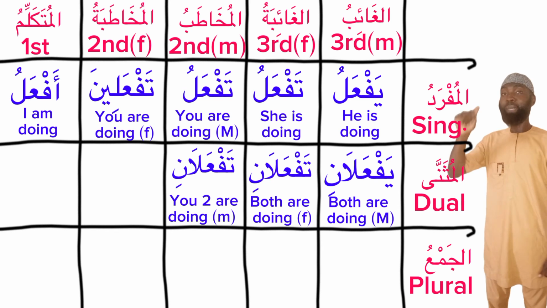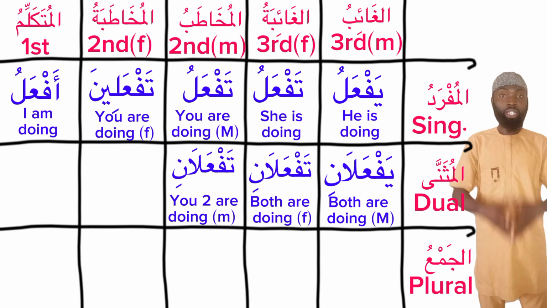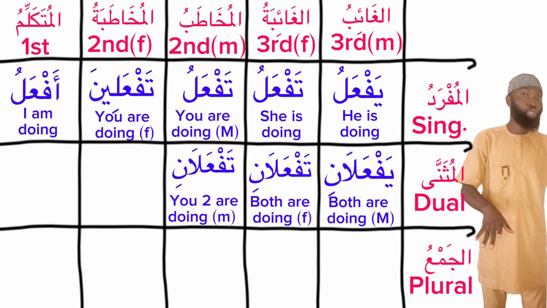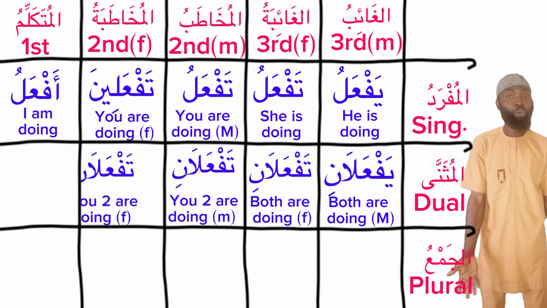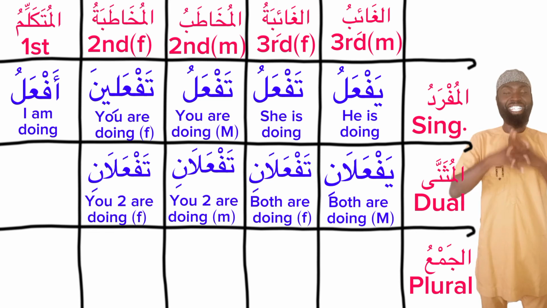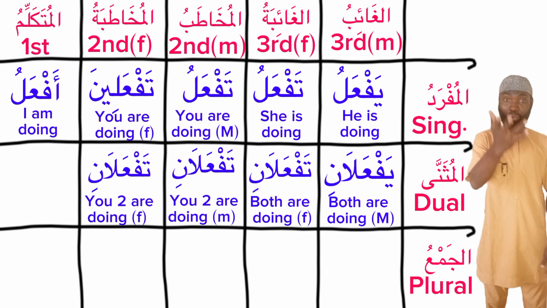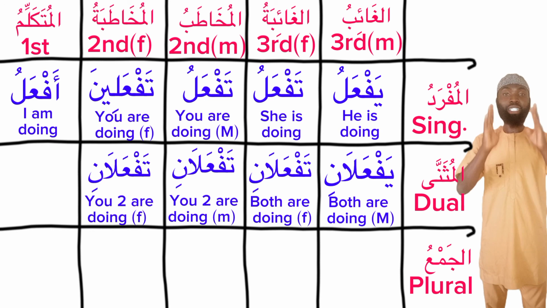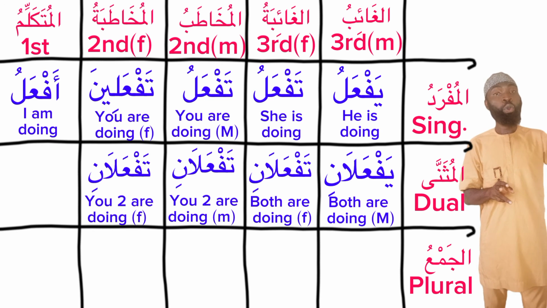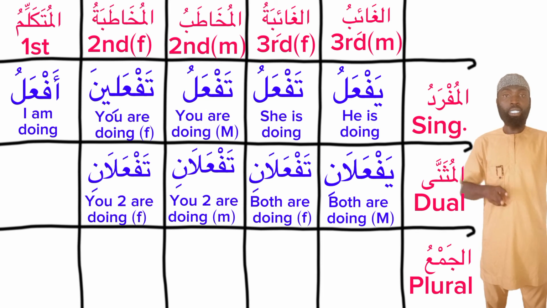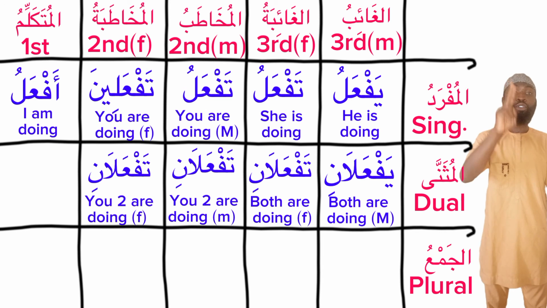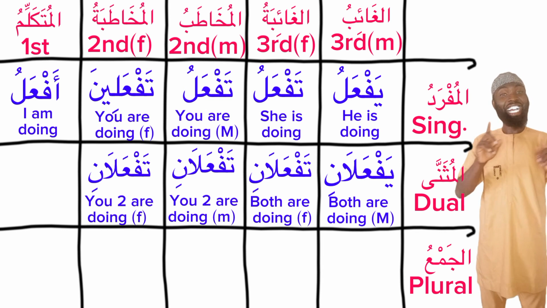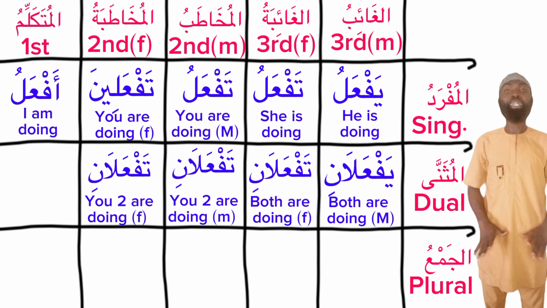Now moving to al-mukhataba, when both of them are females under 2. It is still the same word taf'alani. So if you say both of you females are eating, it will still be antuma taf'alani. So taf'alani is used for 2 females third person, 2 males second person, and 2 females second person. So taf'alani is used all through in the 3 places.